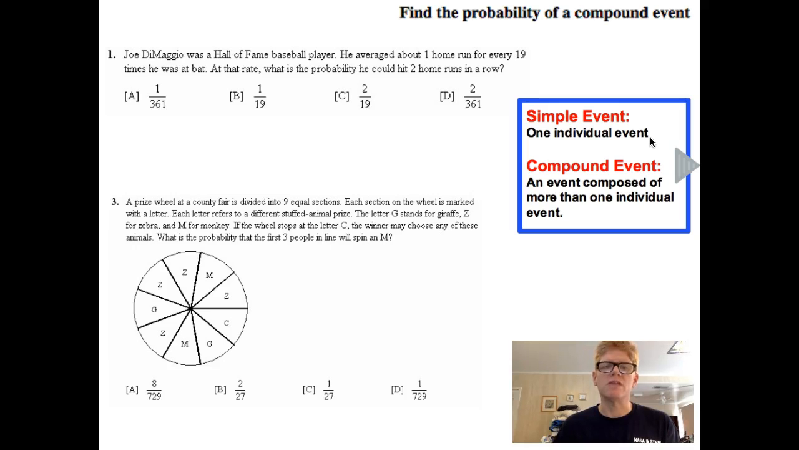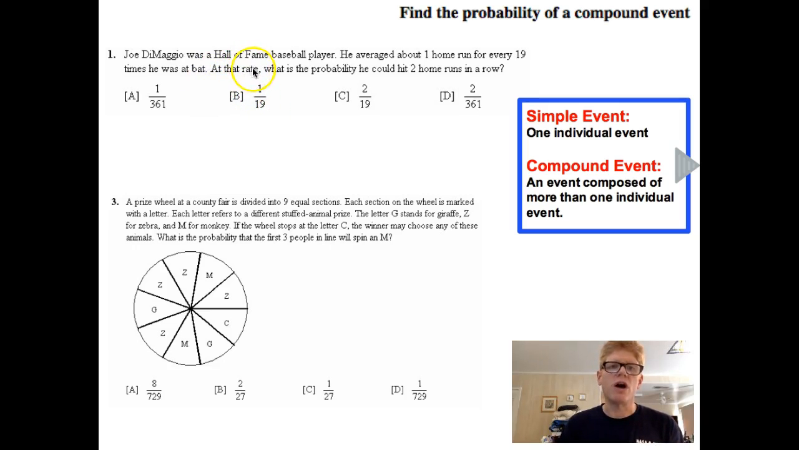That's a simple event. Now, a compound event would be if I reached into that same bag, pulled out a marble, then put it back in the bag, and pulled out another marble, and then put that back in the bag and pulled out another marble. And I wanted to find the probability of that happening 3 times in a row of getting a red marble. These problems have a bunch of compound events. So let's look at the first one.